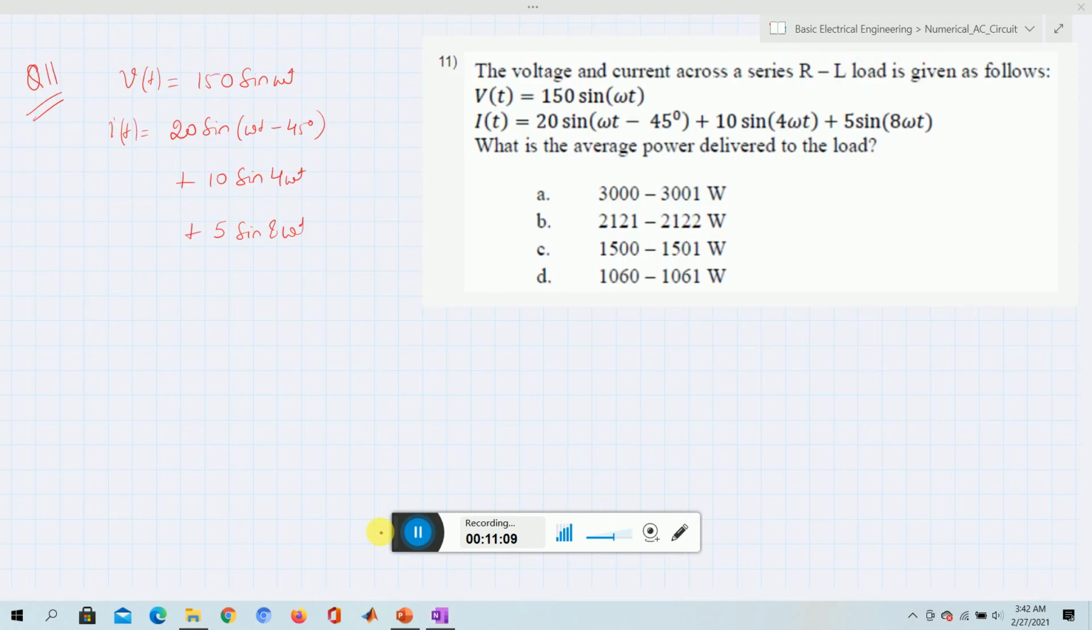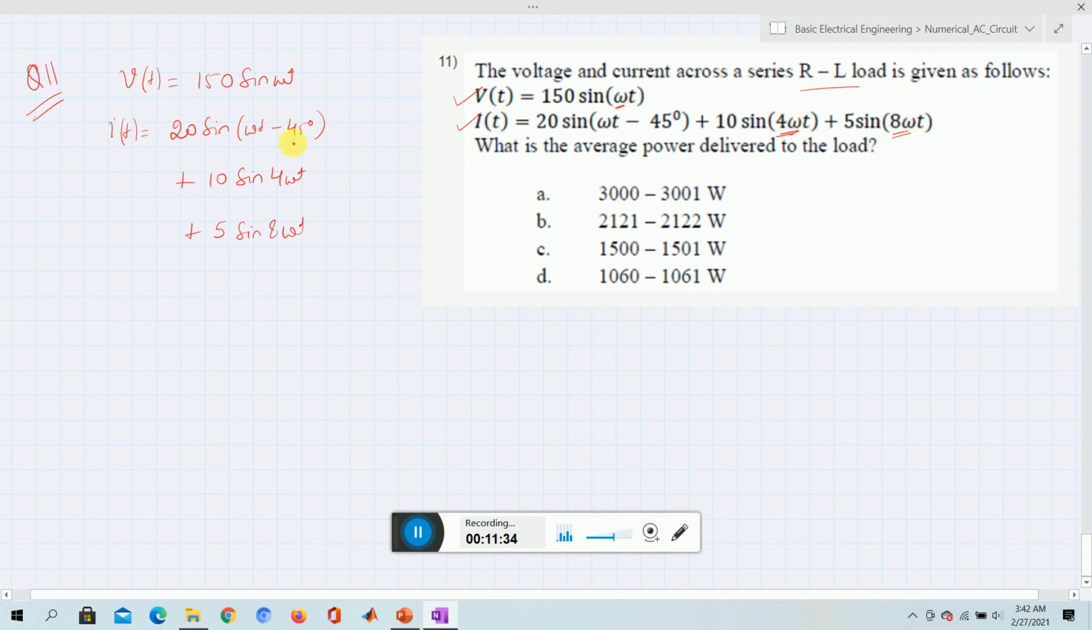So here again one question is asked: the voltage and current across a series RL load. The voltage is given as 150 sine omega t. The current is given as 20 sine omega t minus 45, and this is 10 sine 4 omega t. The frequency in radians per second is 1. If it is omega, this is 4 times omega, and this is 8 times omega.